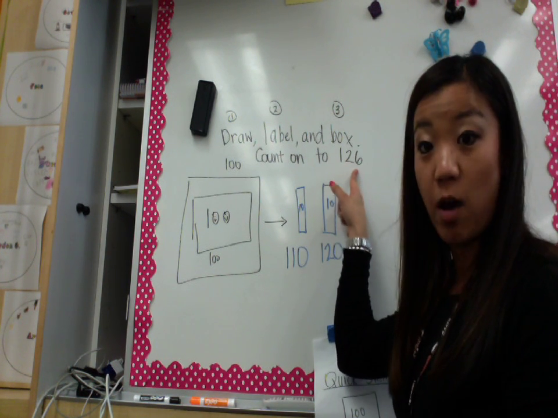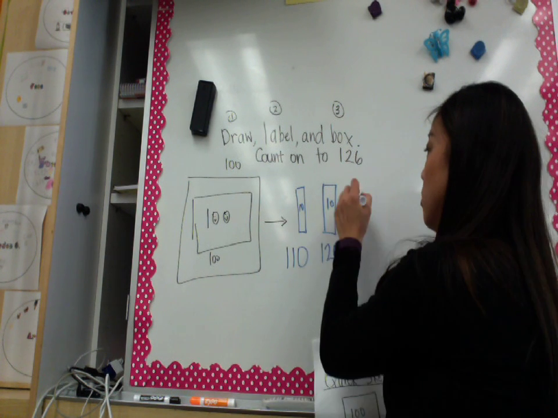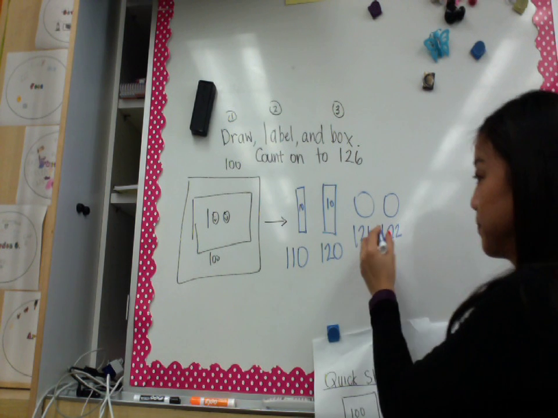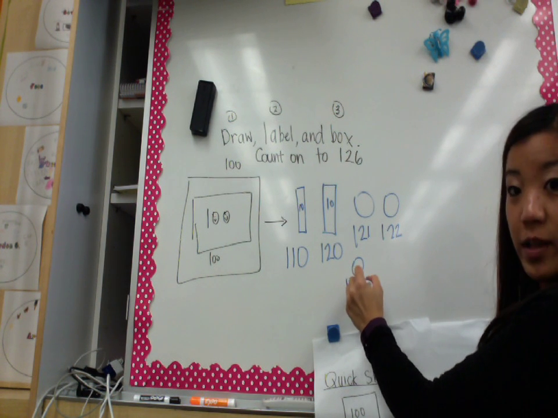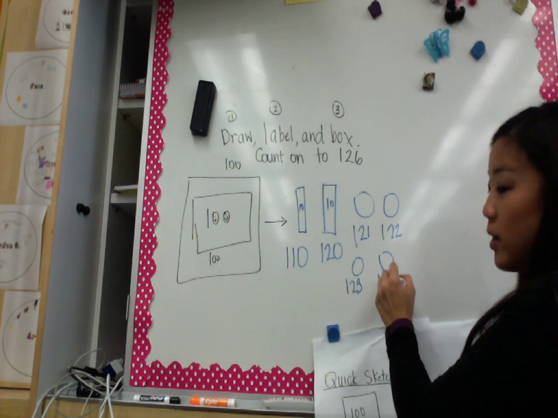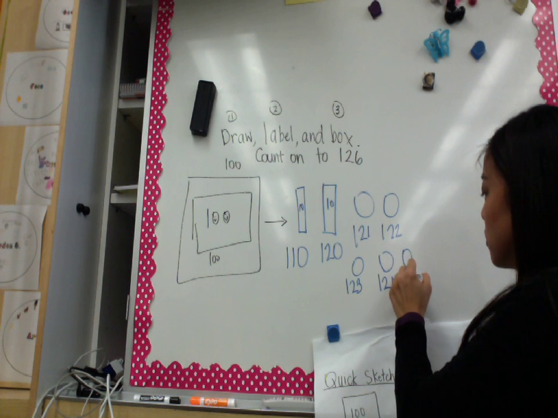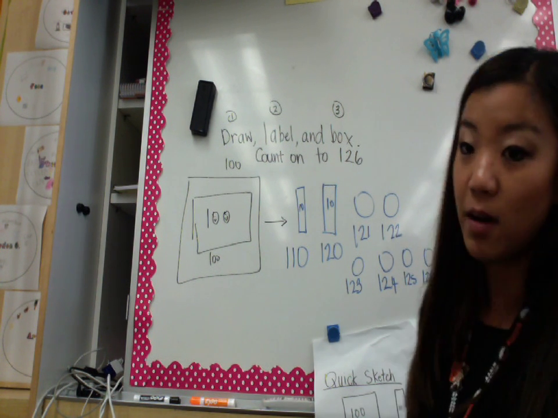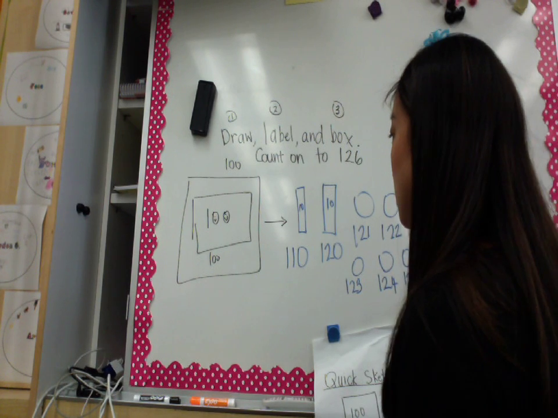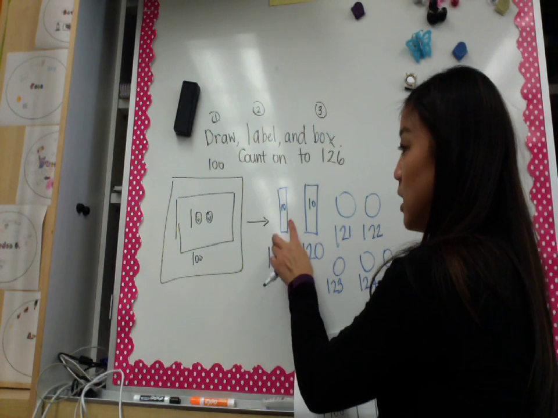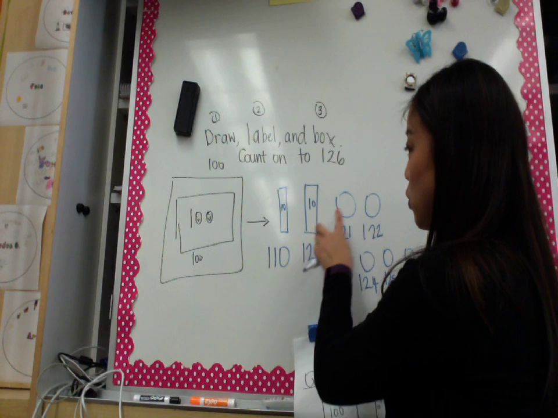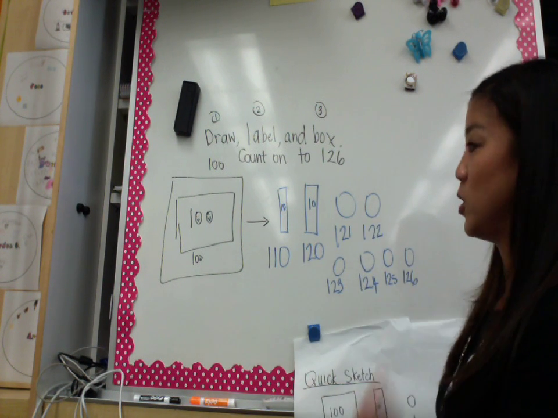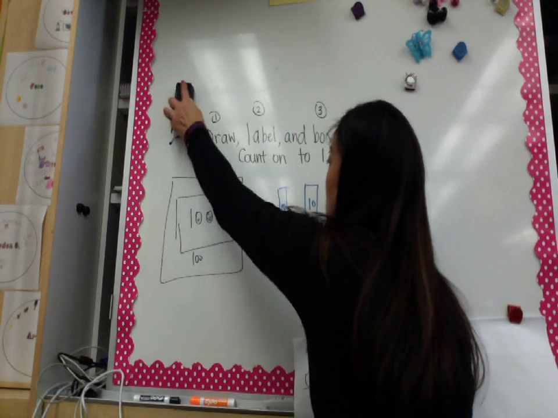Now I need to just count 6 ones. So I go 121, 122, 123, 124, 125, 126. So that's what I counted on until I got 126. So we needed 10, 20, 21, 22, 23, 24, 25, 26 to get to 126. Okay? Let me show you another example.